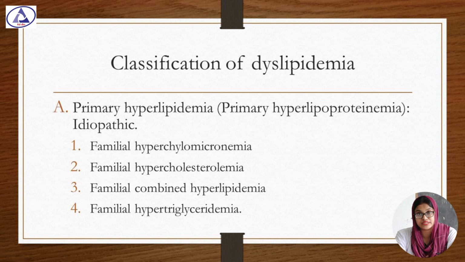It is mostly idiopathic, that means cause is unknown. It includes familial hyperchylomicronemia, familial hypercholesterolemia, familial combined hyperlipidemia, familial hypertriglyceridemia.